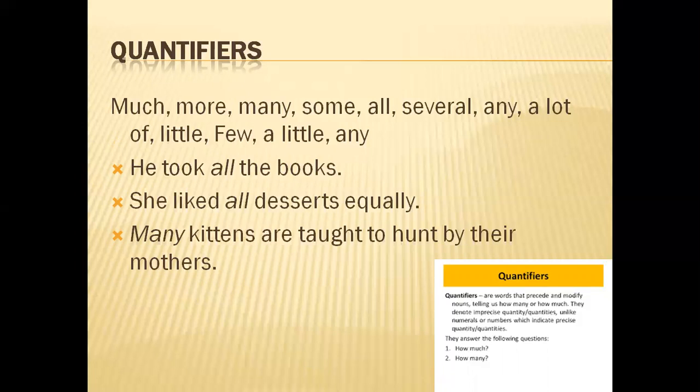If you see the first and second sentence, all can be used with other determiners to specify which particular items are meant. Like in the first example, that is all the books in this pile. It is referring to all the books in this pile. In this case, the quantifier always comes before the article or demonstrative. It's also possible to use all alone, to refer to items generally, as in the second example, she liked all desserts equally. It is a general use.